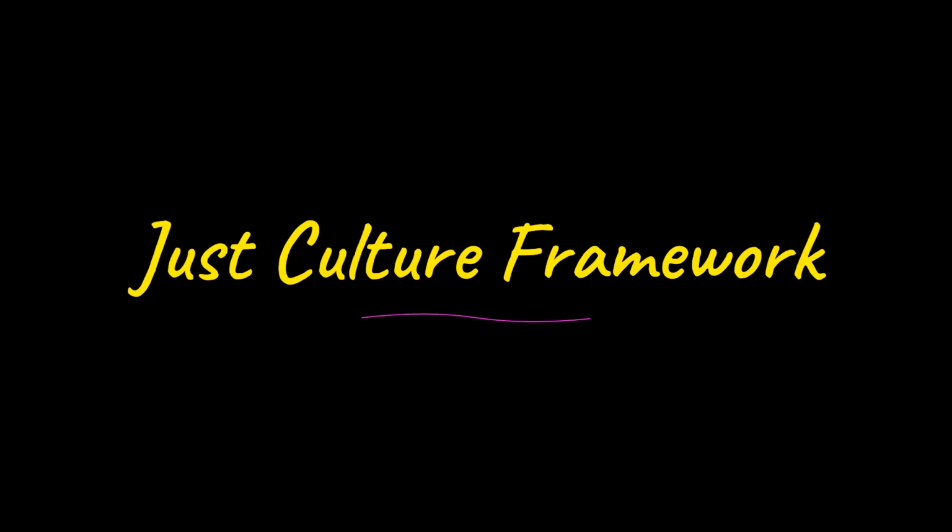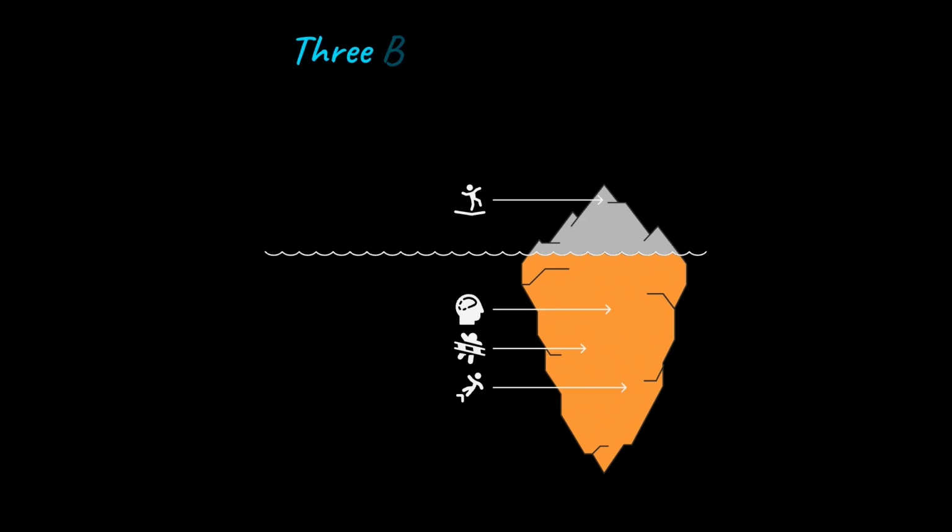Just culture is a workplace philosophy that matches each type of error with the right response. Not punishment across the board, but structured accountability. It emerged from aviation safety in the late 90s and entered healthcare in the early 2000s, driven by evidence that punitive cultures drove error reporting underground.